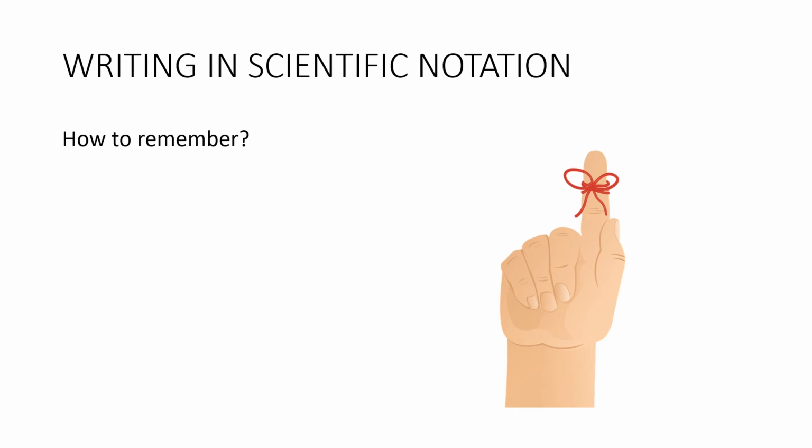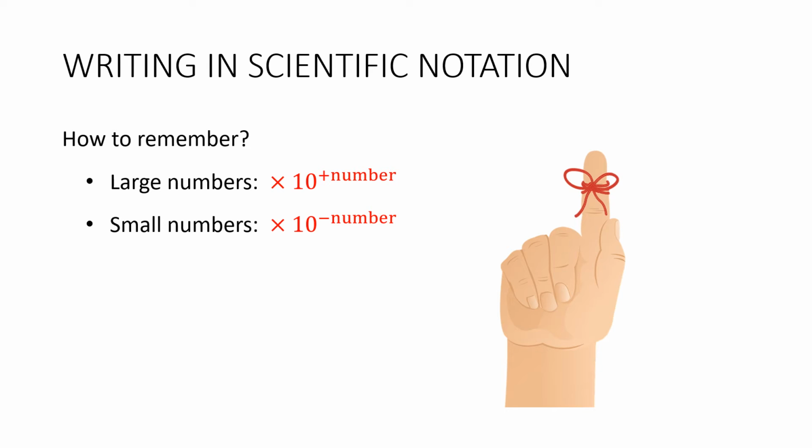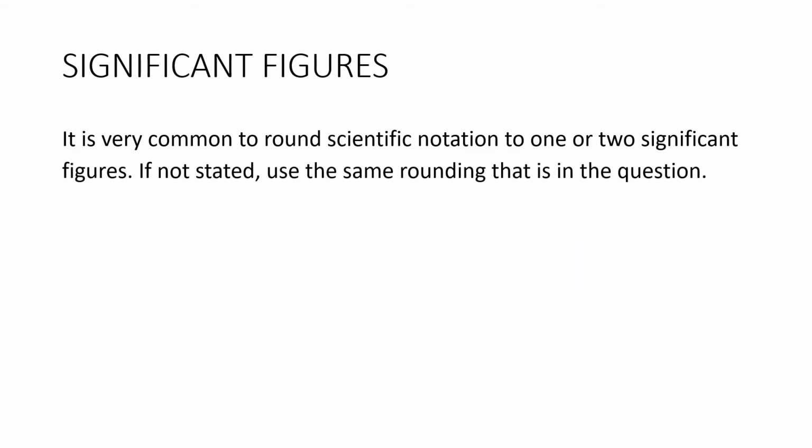How do we remember? It's really easy. For large numbers, we've got a positive index, and for small numbers, we have a negative index. Now, scientific notation and significant figures go hand in hand. It's very common to round scientific notation to 1 or 2 significant figures. If it's not stated, then use the same rounding that's in the question.